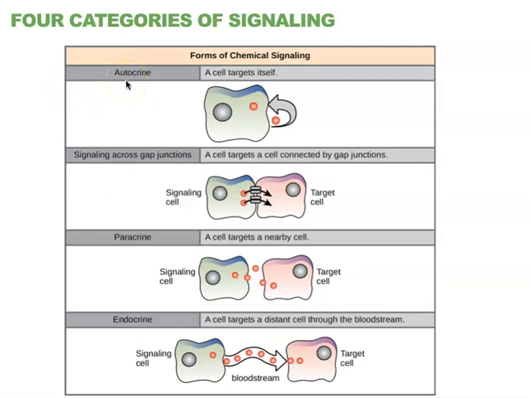Autocrine signaling systems are cells that make their own signal, and they have the receptor for that signal on the cell. That's what regulates autocrine signaling.